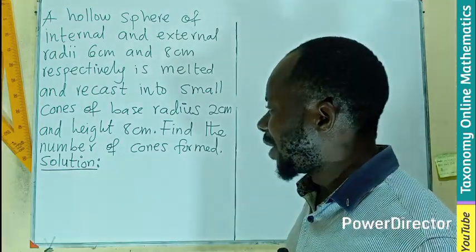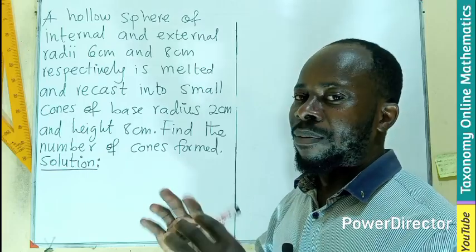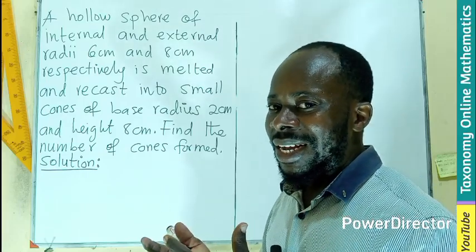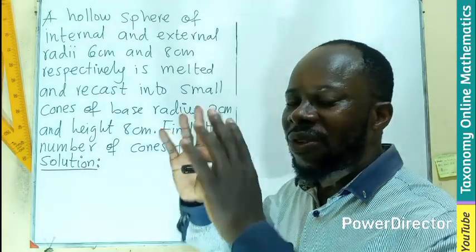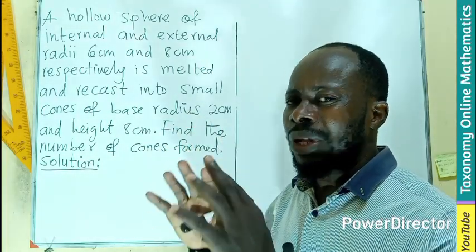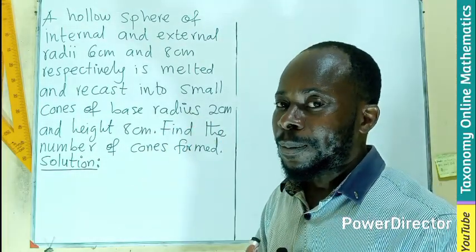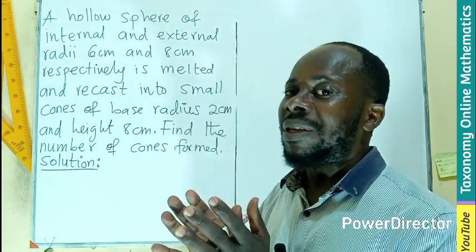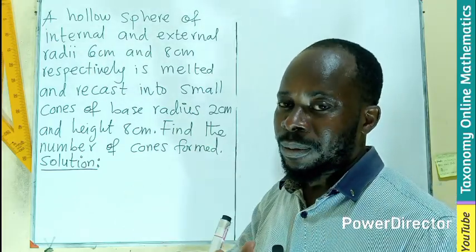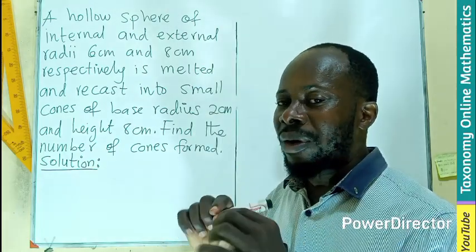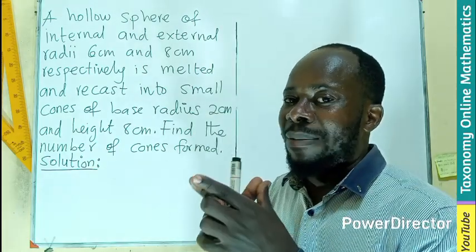So the first thing first, we need to know what is the volume of material used in making the sphere. Now it is not a complete sphere. It's not a solid sphere whereby there is no space. Here there is a space, so we can take it just like a football. If you open the football, the material has a thickness.